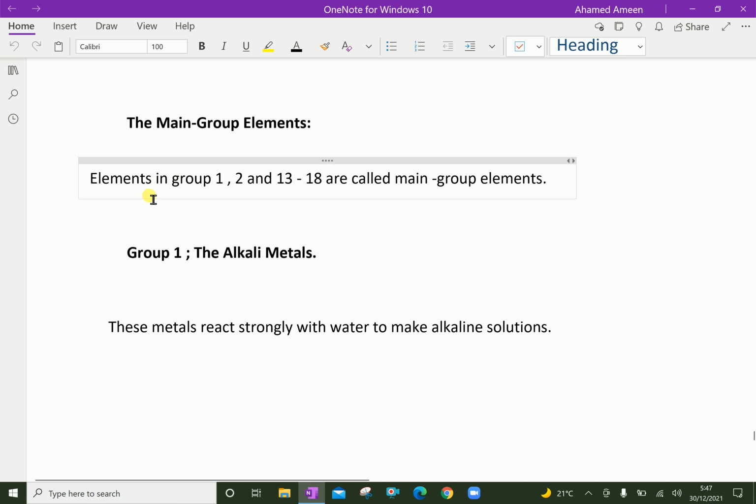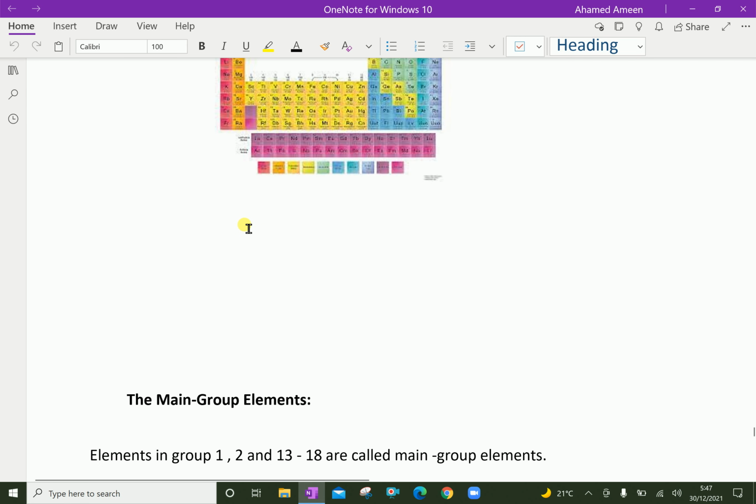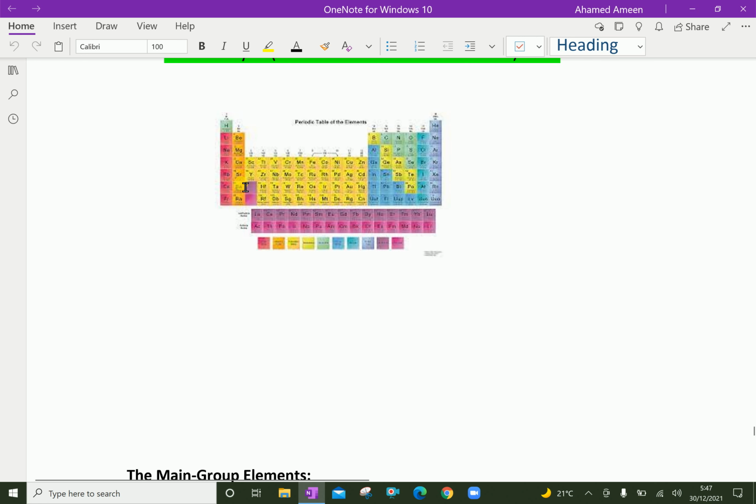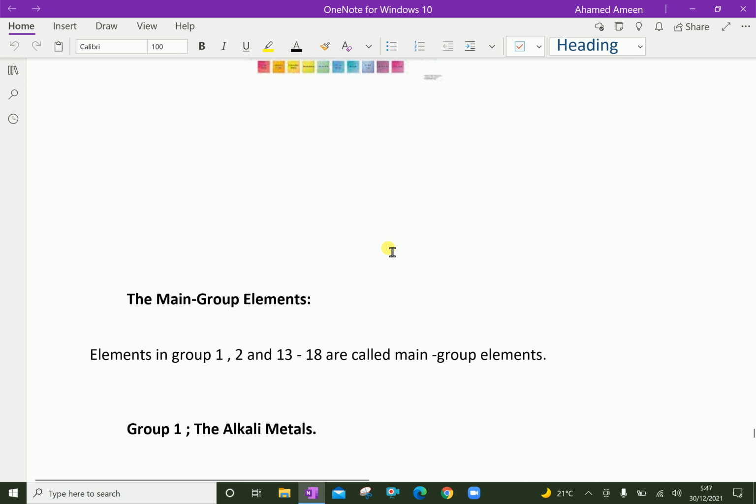The elements in groups 1, 2 and 13 to 18 are called main group elements.